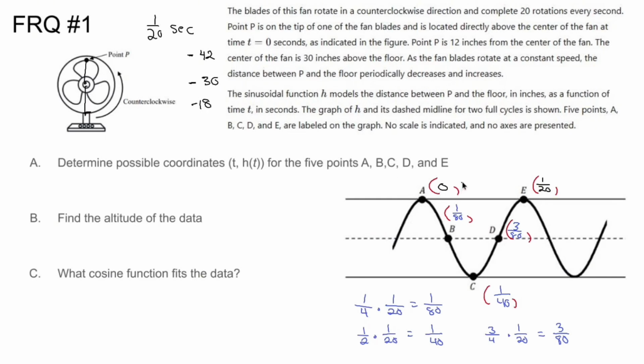So at the very tippy top, we're at 42. At the very middle, we're at 30. At the very bottom, we're at 18. At the very middle, we're at 30 again. And at the very tippy top, we're at 42 again.